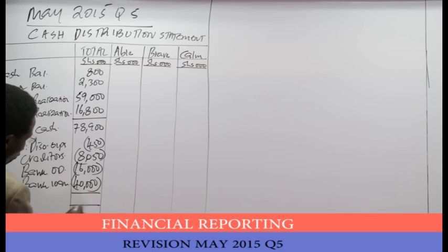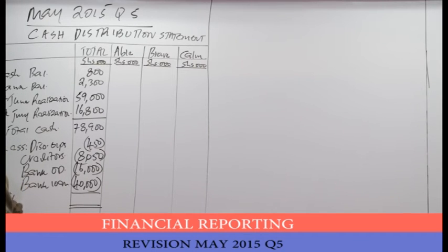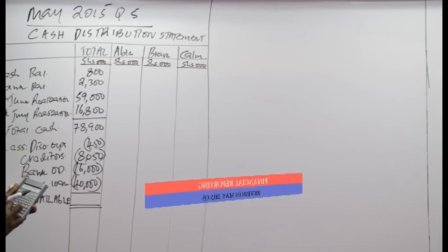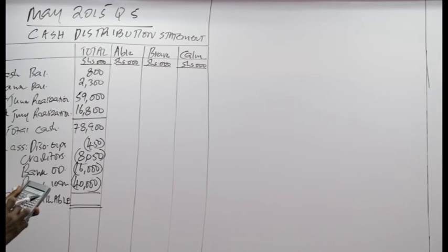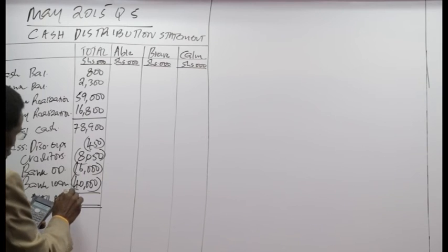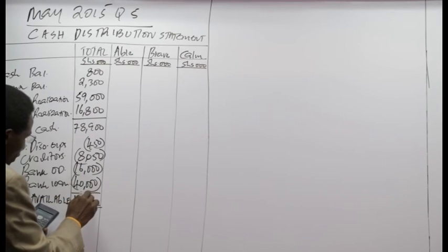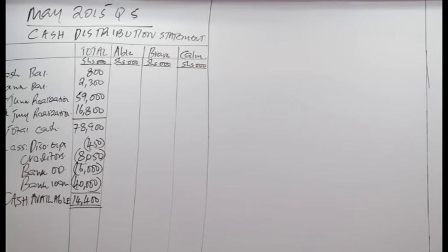Now we are able to determine the cash available. So I come and say 78,900, we have a balance of 14,400. That's the cash available that we have to use to pay the partners' capital balances in their first cash distribution.